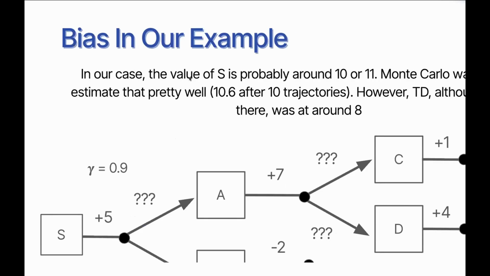Okay, sorry, I skipped. For bias in our example, recall that the value of S is around 10 or 11. That's the real value, though we don't actually know it. Monte Carlo was able to get kind of close to that after 10 trajectories. However, for TD, although it was getting there, it was still at around 8. So Monte Carlo is less biased. It's more accurate.